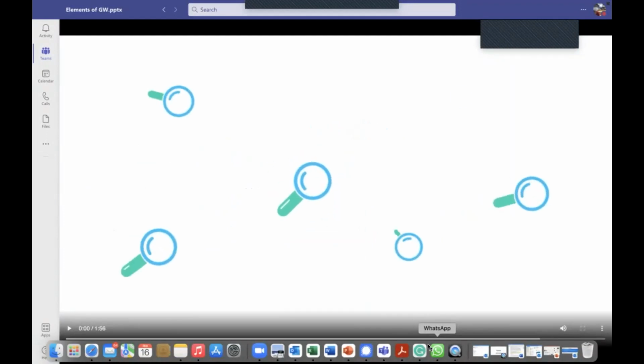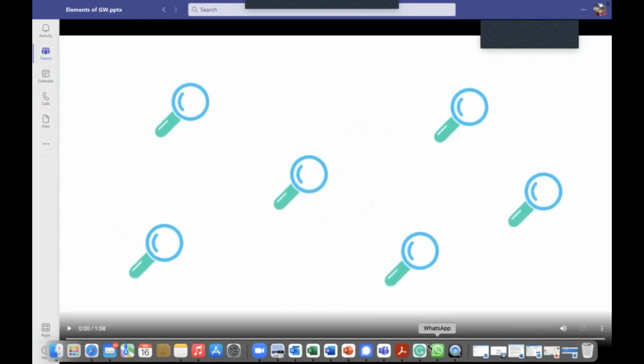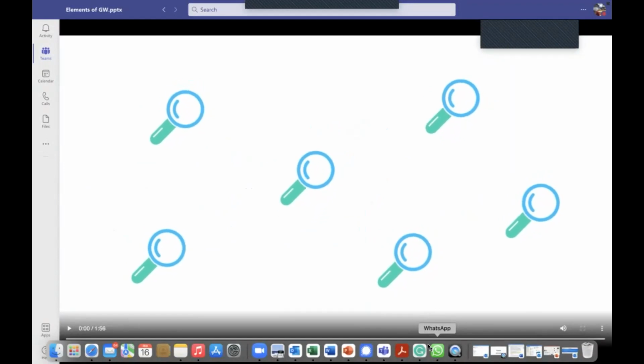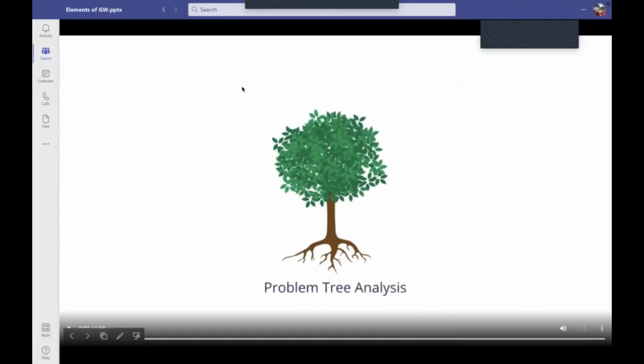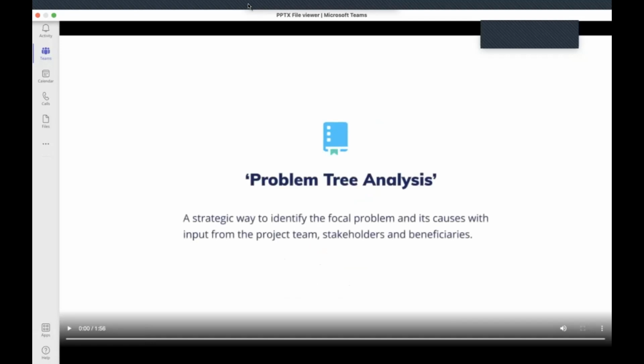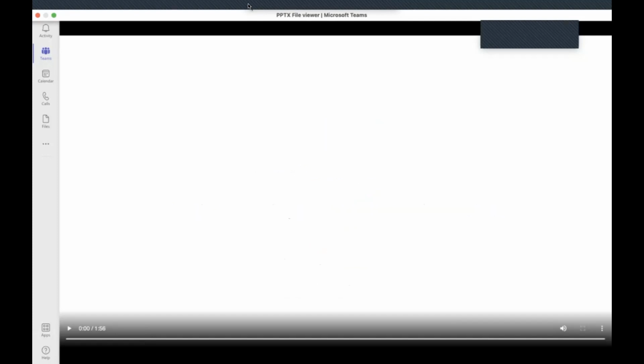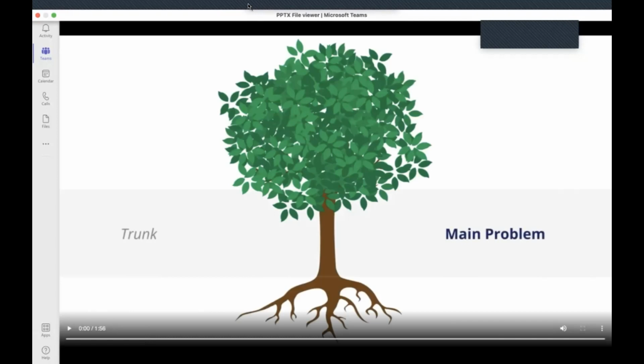There are many strategic ways to identify the focal problem and its causes, but one common way organizations define these is through a problem tree analysis. This is a group activity that involves input from project team members, stakeholders, and beneficiaries who can contribute relevant technical and local knowledge. The first activity involves defining the main problem that all team members mutually agree upon and visualizing it on a flip chart or a whiteboard as the trunk of a tree.